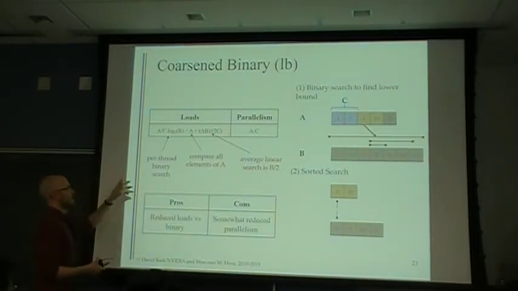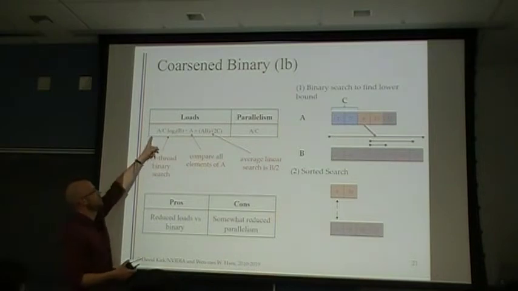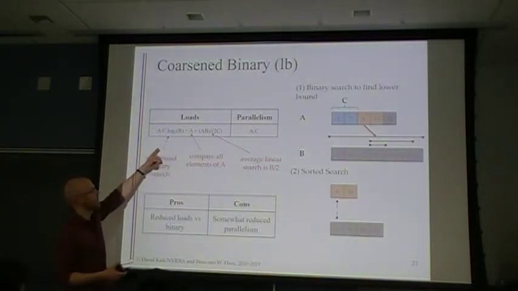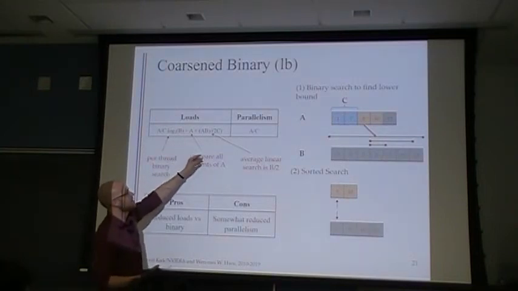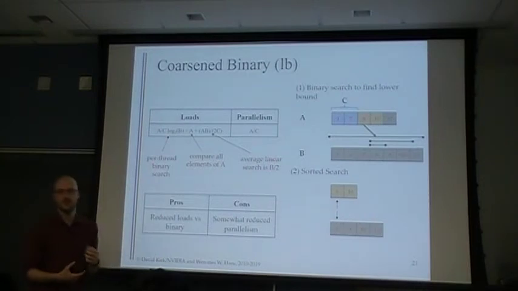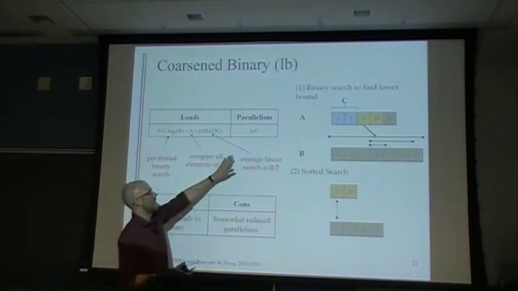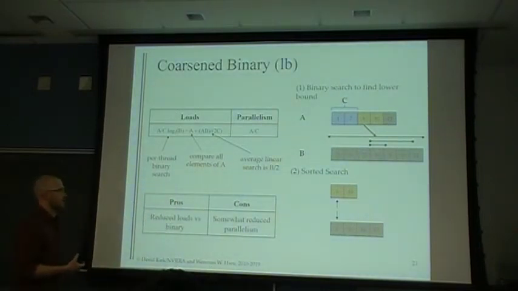And so the nice thing is that we get a little bit closer to A plus B. It's kind of hard to tell from here, but basically if you have each thread doing C elements, you do A over C binary searches, right? Plus you end up looking at every element of A. Plus, in this approximation, we assume that the average thread looks through half of B. So you get a little bit closer to A plus B, but at the cost of a little bit of parallelism. Instead of parallelism A, you have A over C. So this is another approach that you could potentially check.